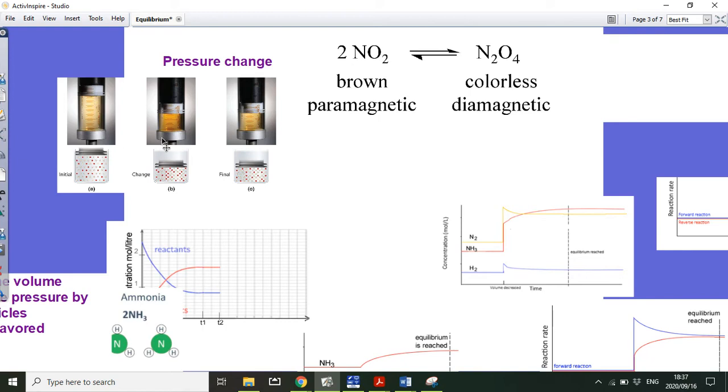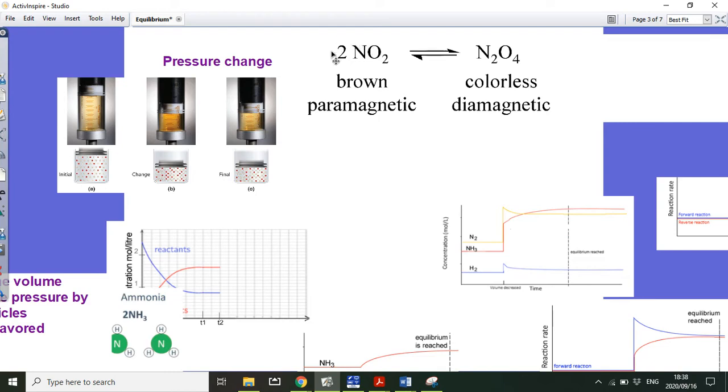Now, initially, yes, I'm pushing it down, so I'm pushing these particles closer together so they will get a bit more dense. But now you can see the volume is much smaller. If the volume is smaller, the pressure has gone up. But now the only way I can decrease pressure is by having fewer particles bounce here against the side. So the reaction will favor fewer particles forming.